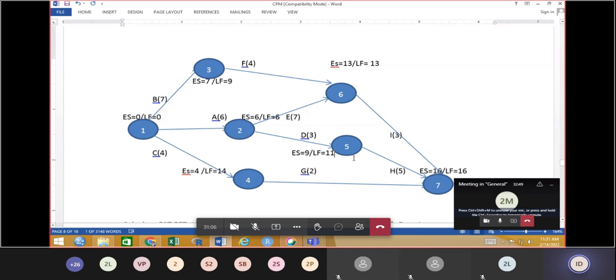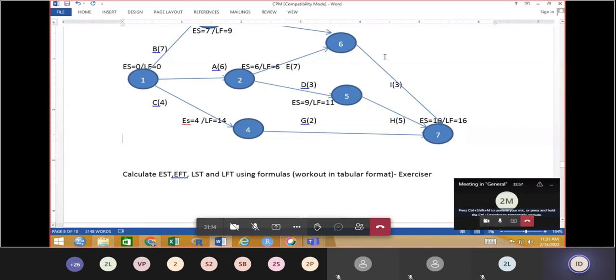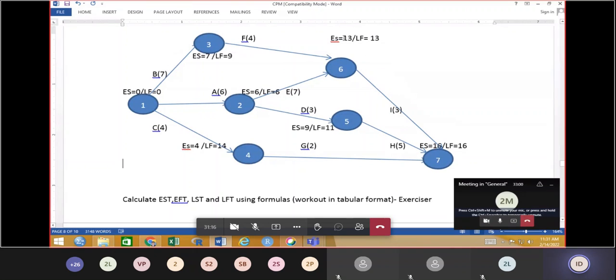Similarly here, the earliest start time is 6 and the duration is 3, that is 9. Fine. Now here, the earliest start time, this is 13 or this is 9, and this is 4. So if you add the duration, 4 plus 2, 6, this is the first answer.